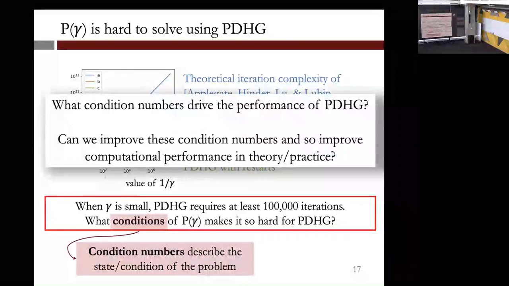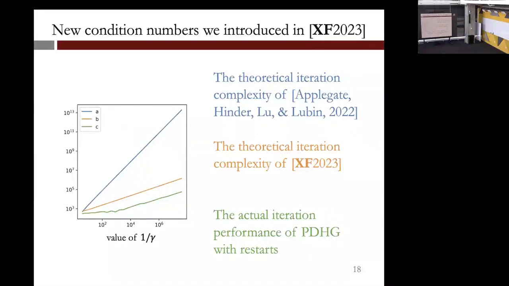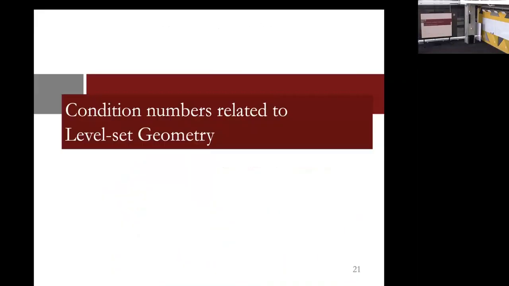And these are LP problems. So what condition numbers drive the performance of PDHG? Can we improve these numbers and so improve computational theory and practice? By the way, this was their bound. This is the actual performance in practice in green, and this is our new bound. There's still a gap between theory and practice, but it is less so, at least for this instance.